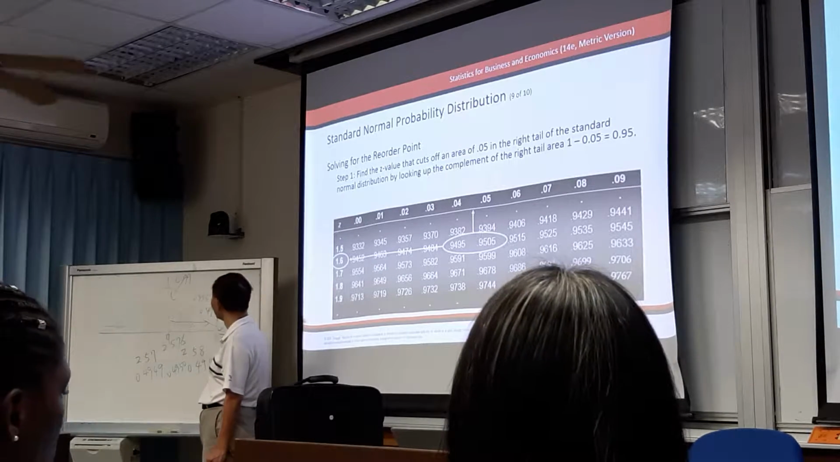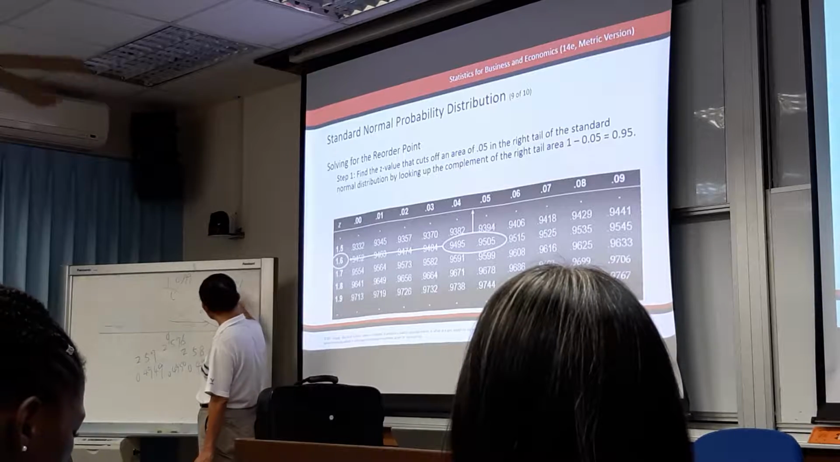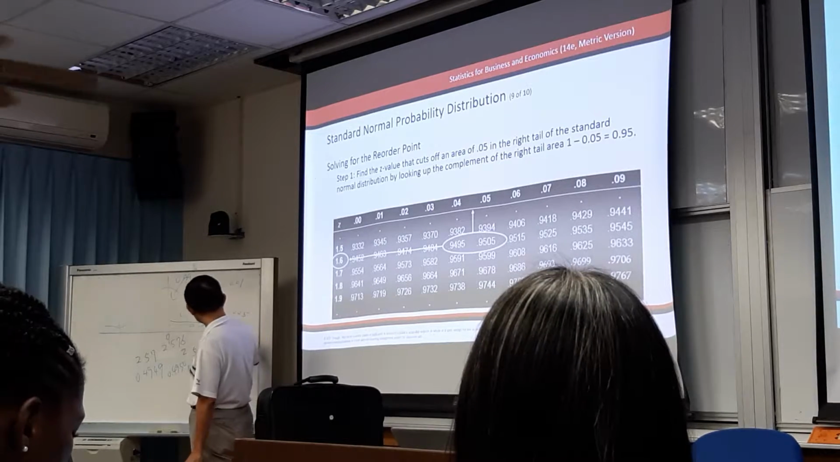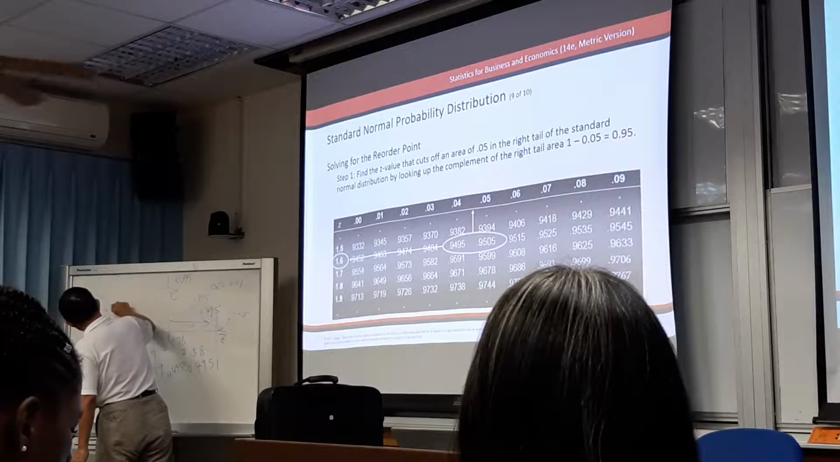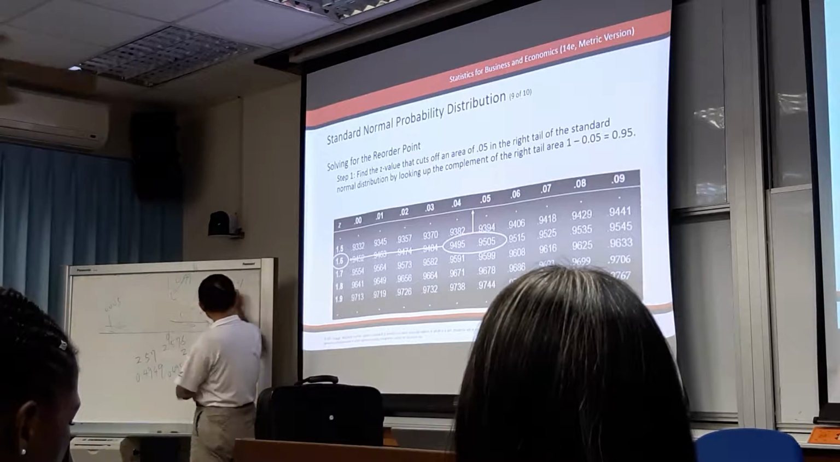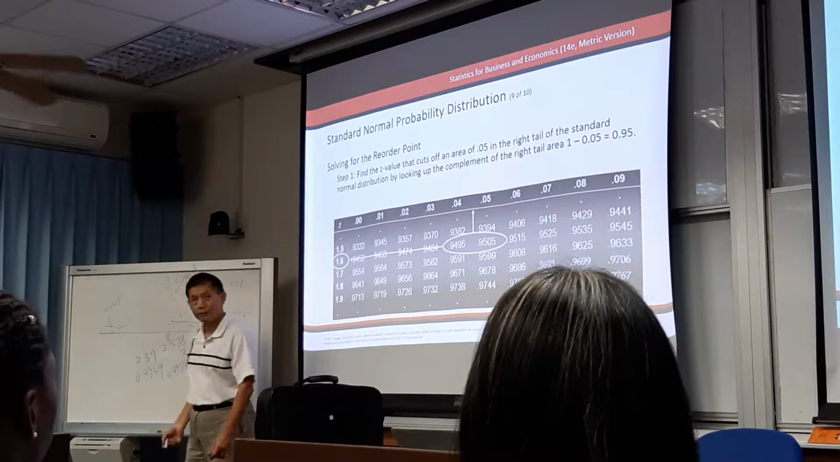For a 99% confidence interval, this means the alpha is 0.01. So each tail value will be 0.005. If you add them together, it will equal 0.01.